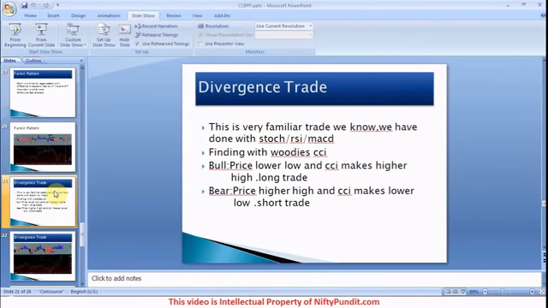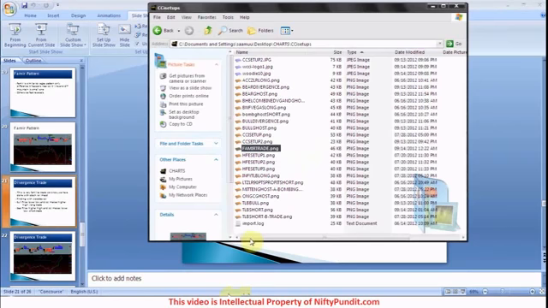This is very familiar to everybody. We have already done it with stochastic, RSI and MACD. Now we can find it with the Woodie CCI. The conditions are very simple. Price making a lower low and CCI making a higher high, that is a long trade. Price making a higher high and CCI making a lower low, it's a short trade. Let's see examples in the chart.